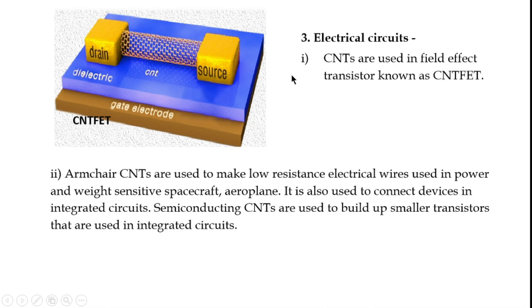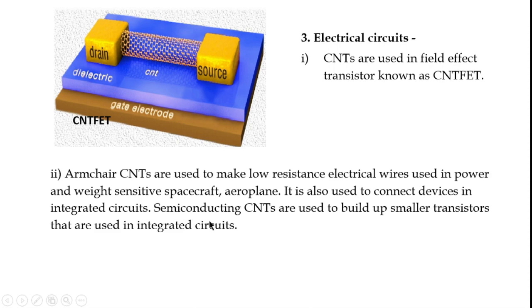We can also use these carbon nanotubes, the conductor carbon nanotube like armchair carbon nanotube, to make low resistance electrical wires used in power and weight sensitive aircrafts and aeroplanes. If we use carbon nanotube electrical wires, it reduces the size and the weight of these spacecrafts or aeroplanes, and thus we can use conducting carbon nanotube, that is armchair type of carbon nanotube, to make the electrical wires. It is also used to connect devices in ICs, integrated circuits.